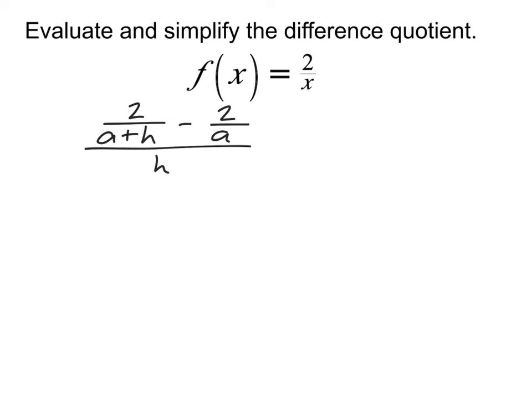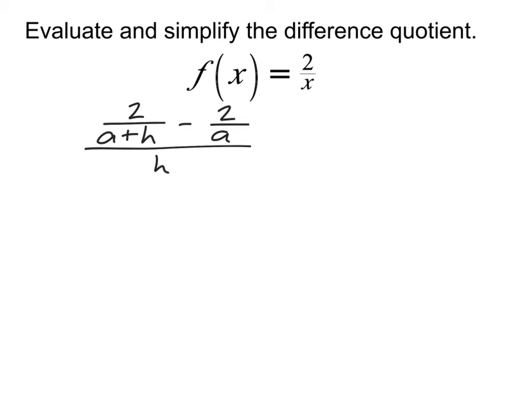So when we first just plugged this one into the difference quotient, this is what we're looking at: 2 over a plus h minus 2 over a, all over h. But we've got to get rid of the fraction within a fraction. Which means we have to subtract the fractions on the top. And of course, in order to subtract fractions, we need a common denominator.